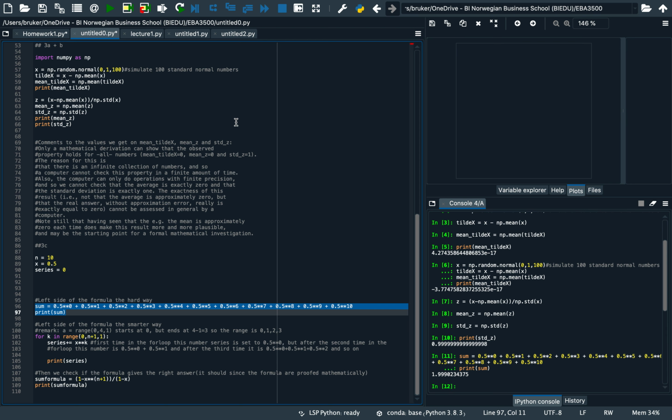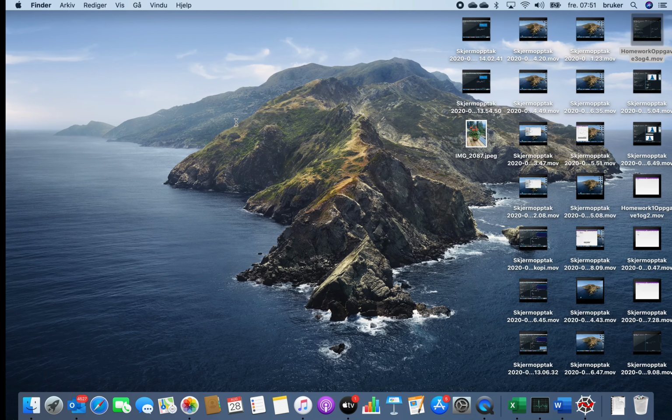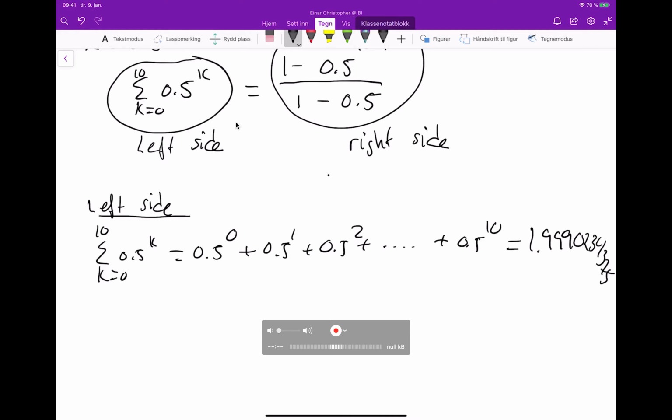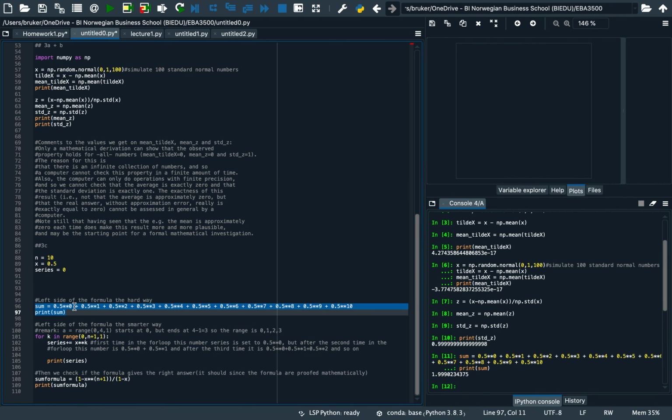And look what it is: 1.999023435. So then I could write this in the notebook like this. So here you have the answer. But we could also compute this left side in a little smarter way, which is pretty normal when programming.